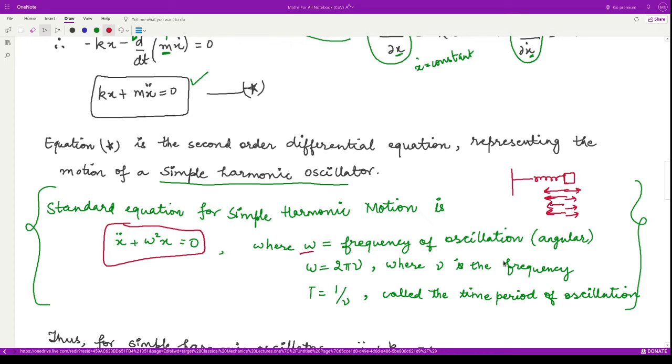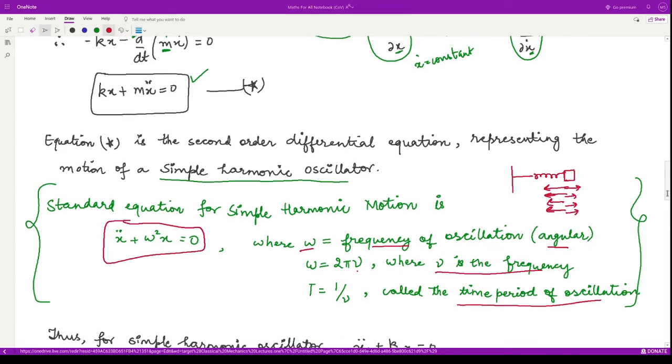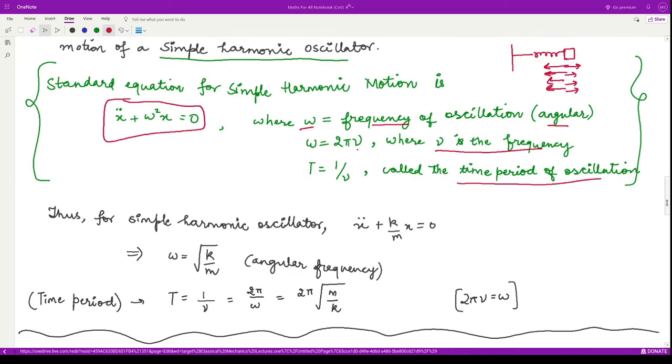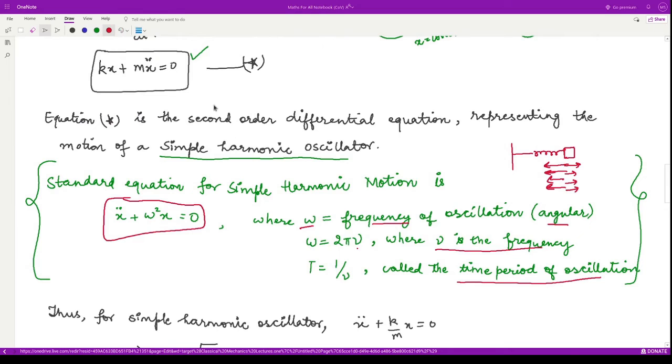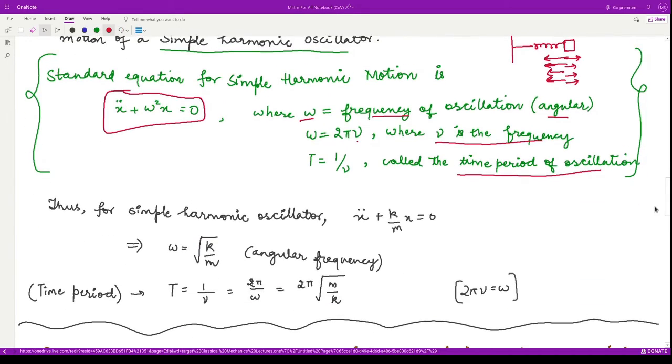So this omega is known as the angular frequency of the oscillator, and omega is equal to 2 pi nu, where nu is the frequency, and T, which is given by 1 upon nu, is called the time period of oscillation. This is just a recap of whatever we have done in our previous classes, or in physics. So for a simple harmonic oscillator, we have obtained this equation, m x double dot plus kx is equal to 0.